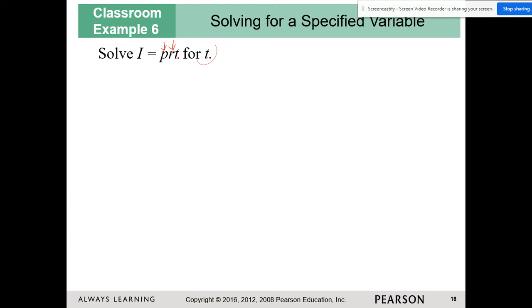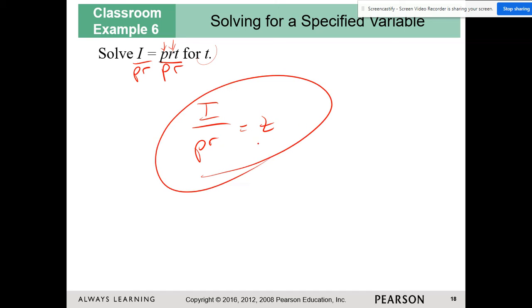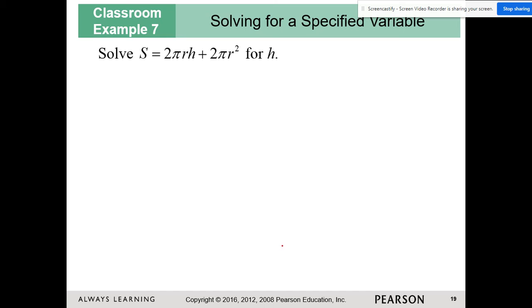So think of it this way. We've got a number times t. To get rid of the number times the number, the opposite of times is divide. So we would divide by P and R. And we have T by itself. So that's our goal. If it says solve for T, we've got to get T by itself.